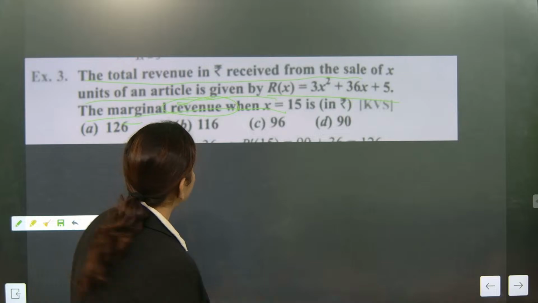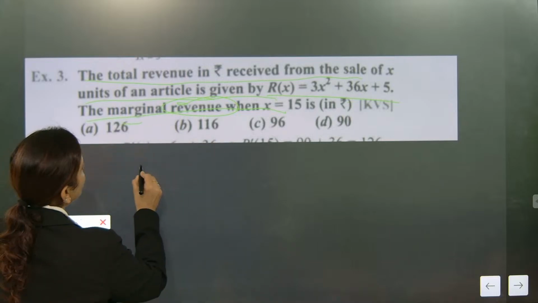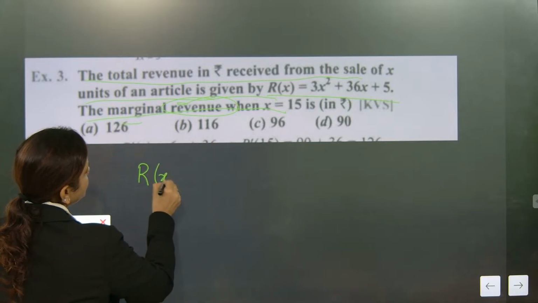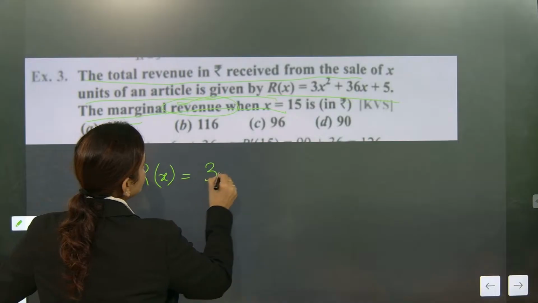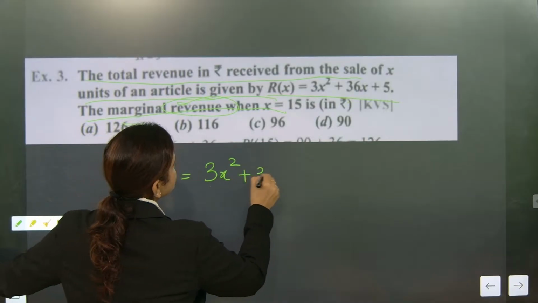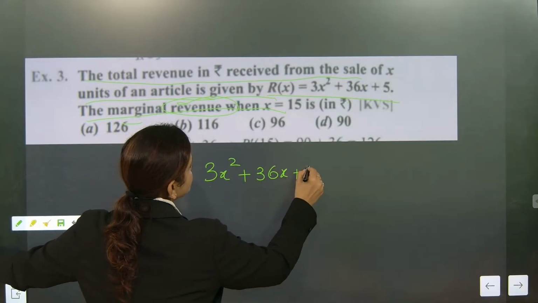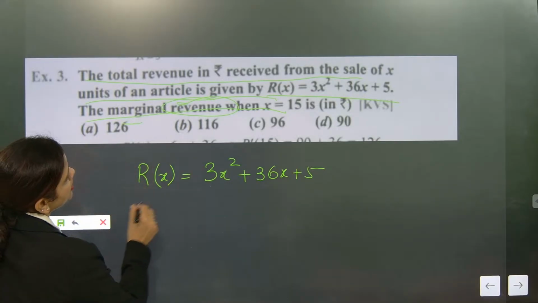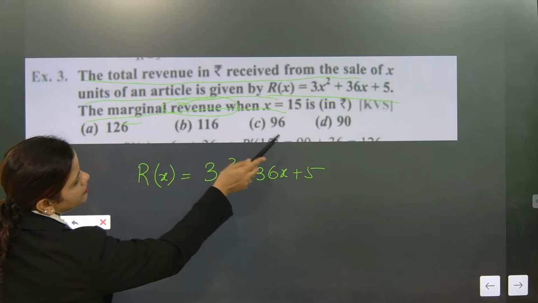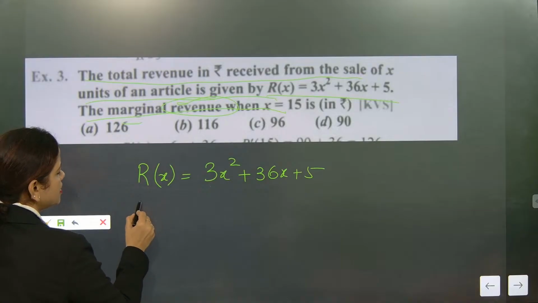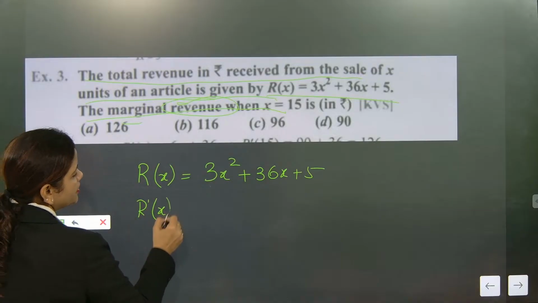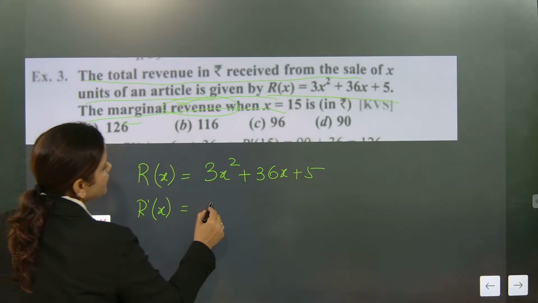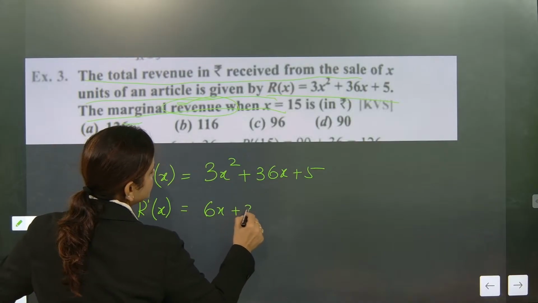Okay, now look here. What work are we going to do? R of x is given. What is R of x? 3x square plus 3x plus 6. We have to differentiate it because they are asking for marginal revenue, which is found by differentiating. So if this is differentiated, what will come? It will become 6x plus 36.